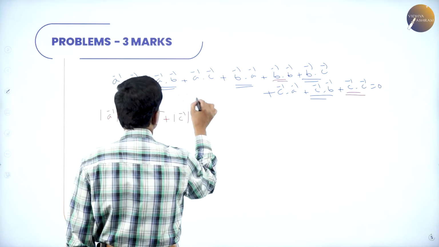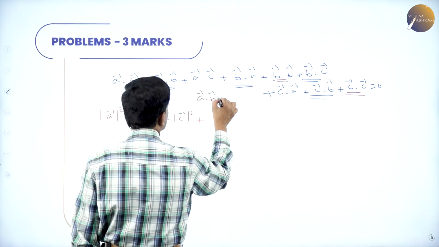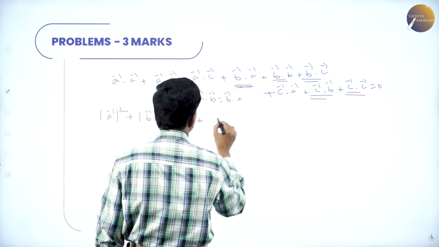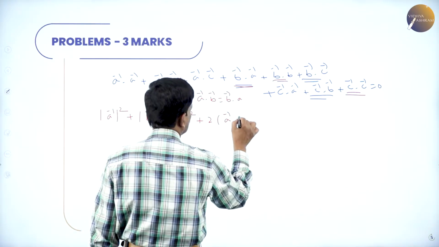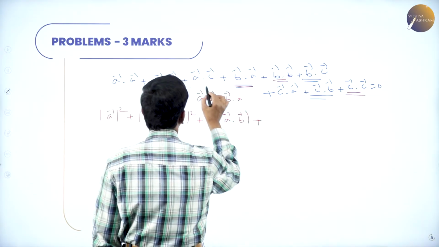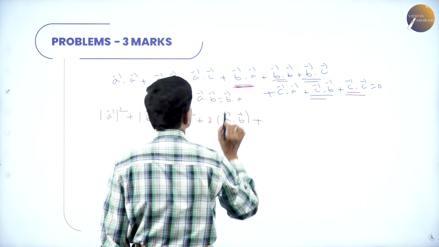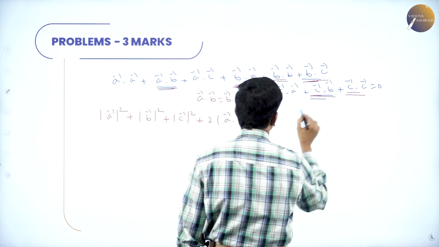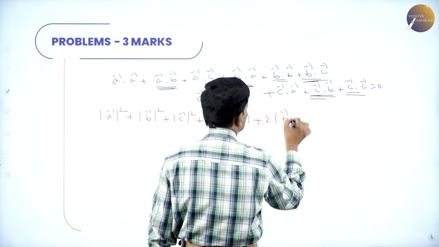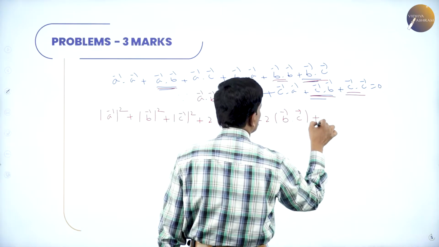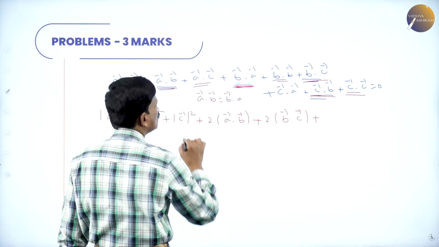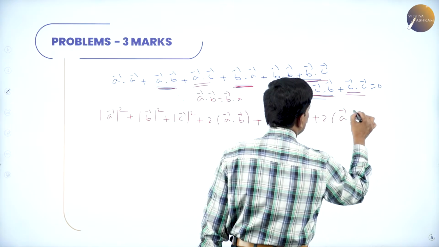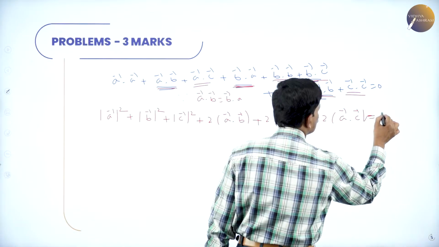Further, we know that A dot B is also equal to B dot A. So this A dot B plus B dot A can be written as 2 times A dot B. Next, B dot C and C dot B are the same, so I can take 2 times B dot C. Plus the last one: A dot C is also equal to C dot A. This is 2 times A dot C, and it is equal to 0.